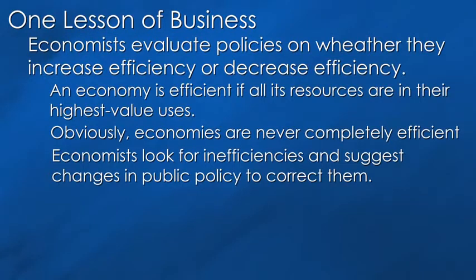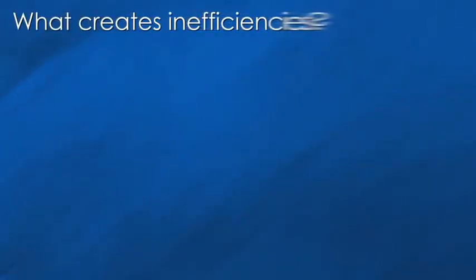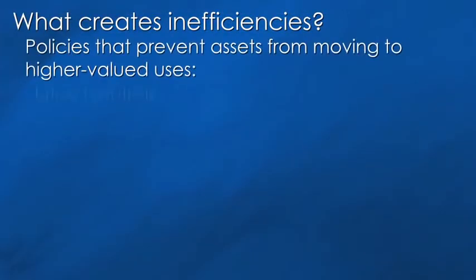Economists look for inefficiencies created by public policy and then suggest changes in public policy to get rid of the inefficiency. Business people look for inefficiencies too, but they have a completely different reaction. They want to exploit inefficiency by moving the assets to a higher value use and make money in the process. What creates inefficiencies? Well, inefficiencies are created when there's policies that prevent assets from moving to higher valued uses. And you can think of price controls as a simple example.